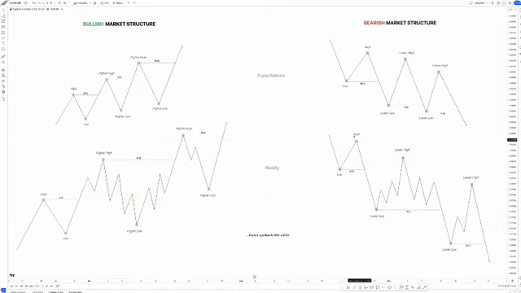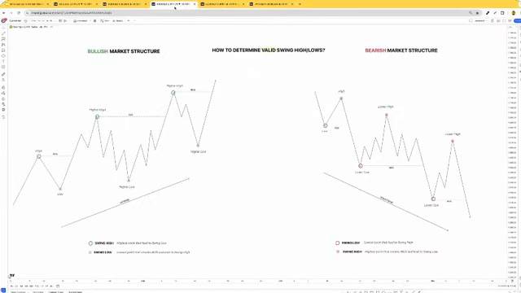Same thing with the downtrend. Since the overall trend is downtrend, right? The market is going to turn bullish for a short amount of time to facilitate the pullback before going down even further, right? So next, let's talk about swing highs and swing lows.